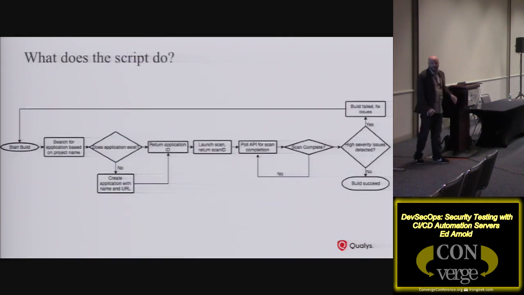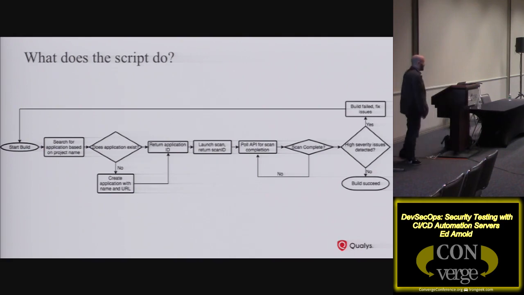So what's our script going to do in this case? You're going to start your build. My script is going to query the API for the project name in the build system, so it's using the variable. Nothing's hard-coded. If it finds it, it's going to launch a scan on it. If not, it's going to create it and then return the ID and then launch the scan. It's going to sit there and poll for completion every 4 minutes. Once the scan's complete, it's going to parse the results, and if any high severity vulnerabilities are detected, it's going to fail the build, and if no high severity vulnerabilities are detected, the build's going to succeed.